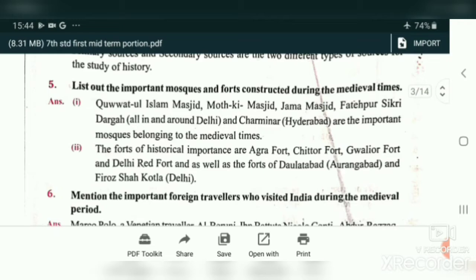List the important mosques and forts constructed during the medieval time. Quwwat-ul-Islam Masjid, Moti Masjid, Jama Masjid, Fatehpur Sikri Dargah, all around Delhi, and Charminar, which is in Hyderabad, are the important mosques belonging to the medieval time. The forts of historical importance: Agra Fort, Chittoor Fort, Gwalior Fort, and Delhi Red Fort, as well as the forts of Daulatabad, which is in Aurangabad, and Feroz Shah Kotla, which is in Delhi.